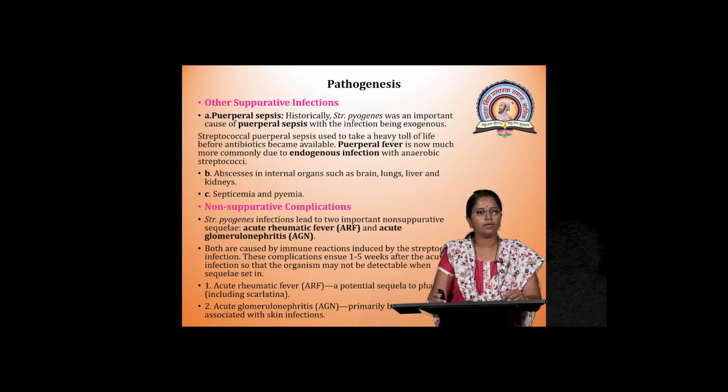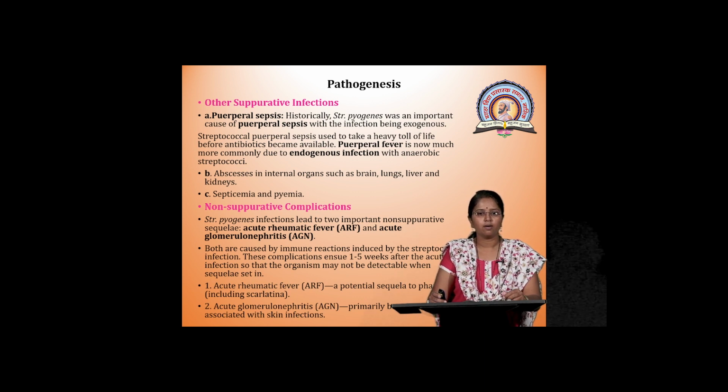The other infection is puerperal sepsis. Streptococcus pyogenes was an important cause of puerperal sepsis, with the infection being exogenous. Streptococcal puerperal sepsis used to take a heavy toll of life before antibiotics became available. Puerperal fever is now much more commonly due to endogenous infection with anaerobic streptococci. It was there when antibiotics were not available.